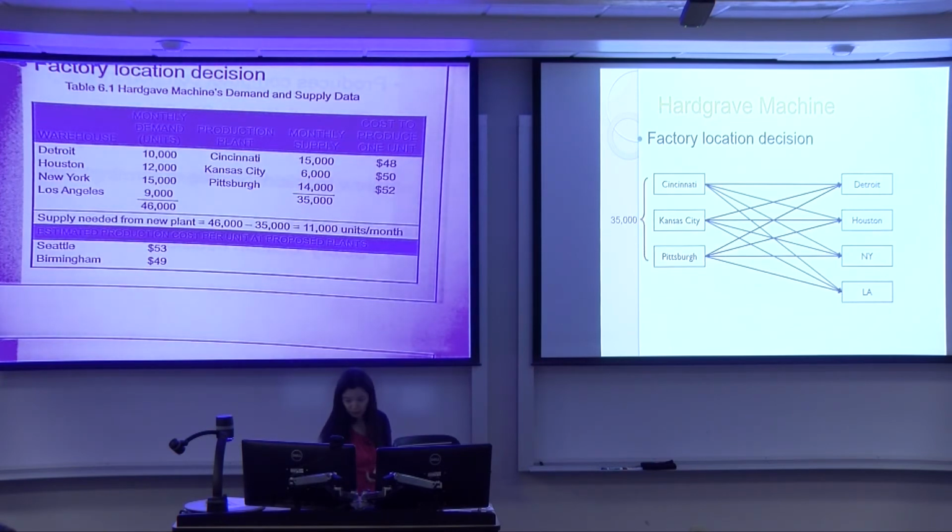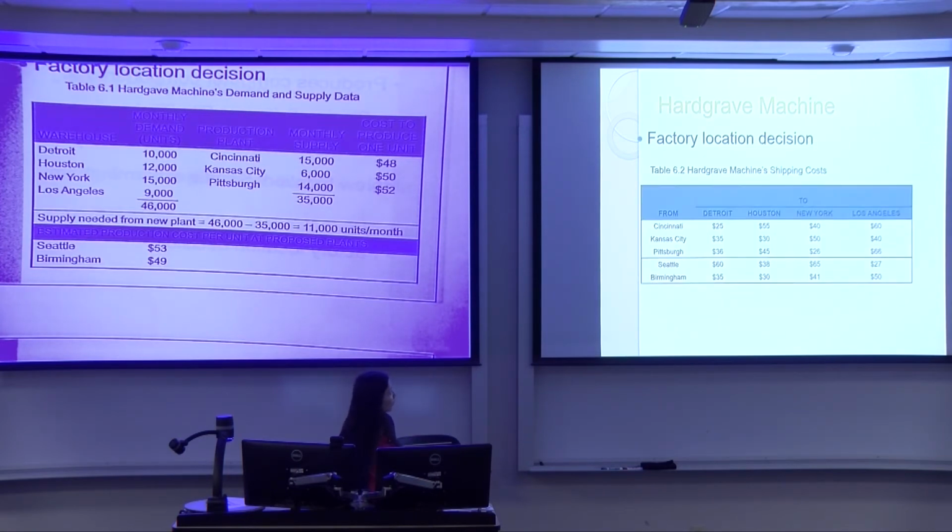The total supply of the existing plants is 35,000, and the demand is 46,000. So you are thinking of opening a new facility, and the new facility should supply 11,000 units. In the graph, you can see that either potential new plant can supply the demand for each of the warehouses. This is the transportation cost from each plant to each warehouse. Okay.